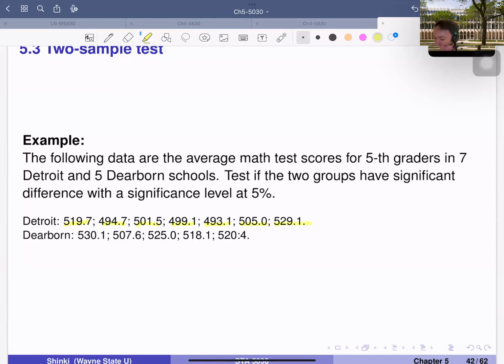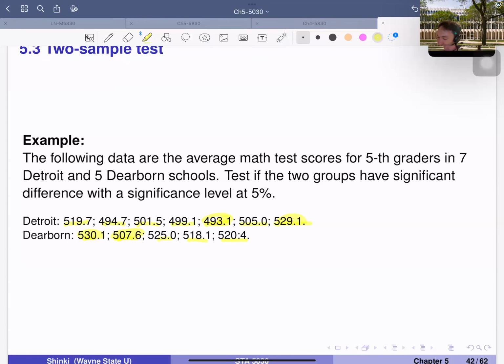And we have 7 numbers here. Actually, it ranges from 493.1 to 529.1. And for the Dearborn schools, we have 5 observations. Everything is larger than 507, and the largest one is 530.